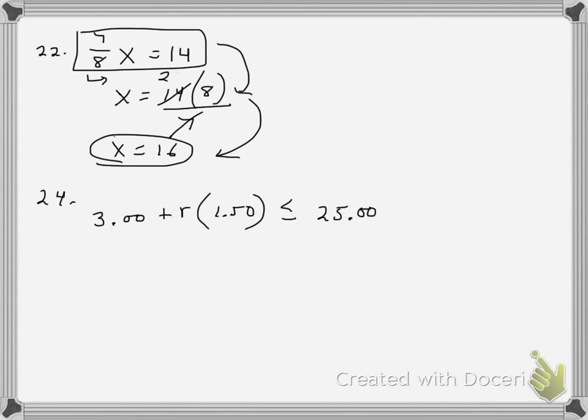So how would I solve this? I'm going to solve for r by subtracting 3. $25 minus 3 is 22. I'm going to divide by 1.50. Notice I am not dividing by a negative, so I leave my inequality the same, and $22 divided by 1.50.